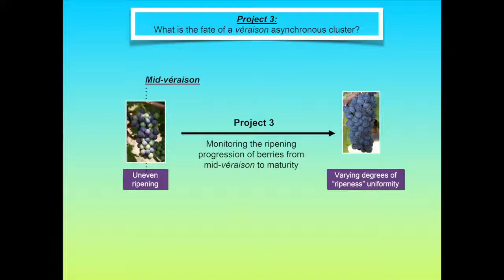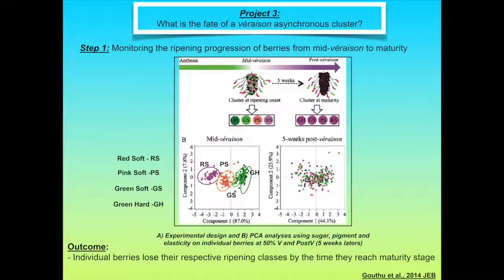So in the same things, we try to monitor these different berry classes. And this is what we did here. Same thing, we tagged the berries at mid-veraison, and we tried to see their fate in terms of ripening, but we went to the gene expression level.